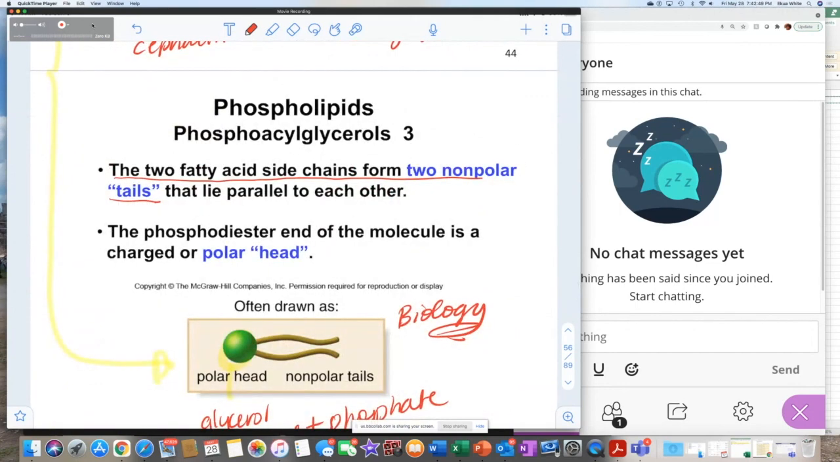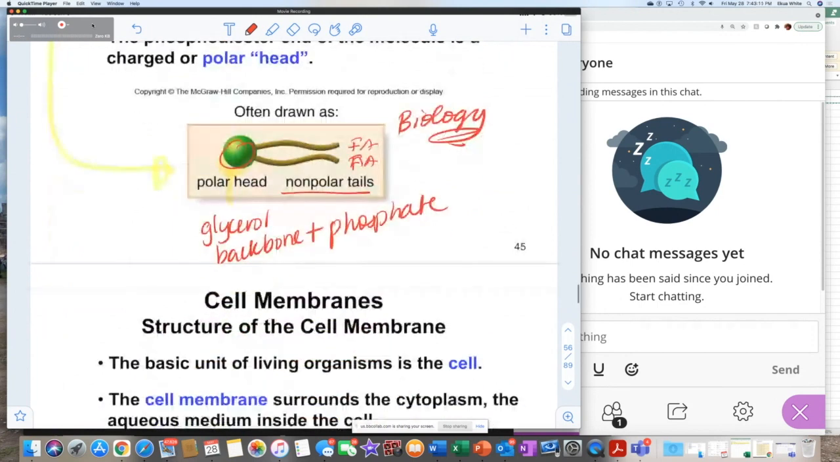So we're told the two fatty acid side chains form two nonpolar tails that lie parallel to each other. The phosphodiester end of the molecule is charged as the polar head. So shove it, or scooch it to the left with the glycerol head right here. And then those two fatty acids become the nonpolar tails.